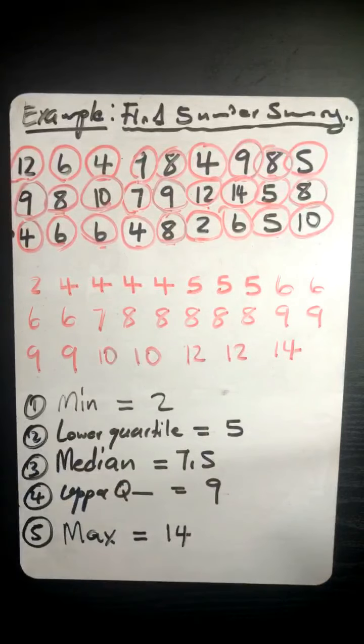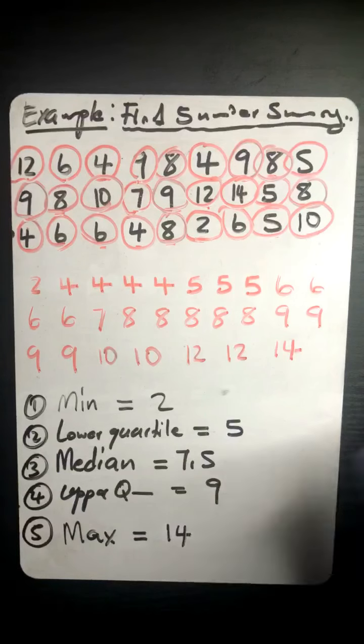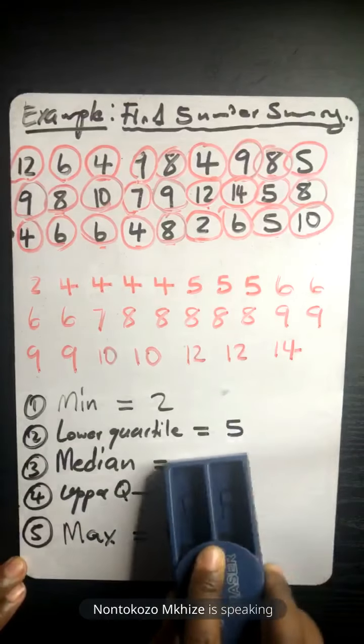I think Nontokozo has closed our lesson for today. I'm just not sure, can you please change the median, which is 7,5? Oh yes, it's supposed to be 8.